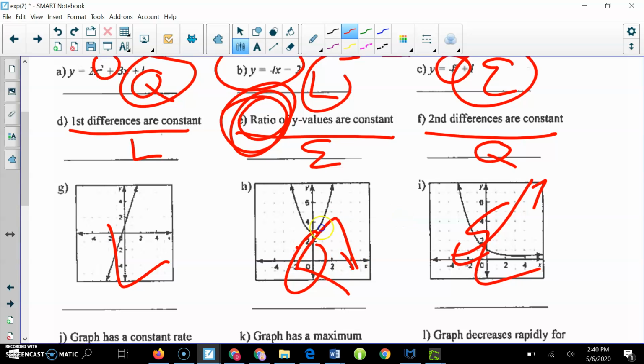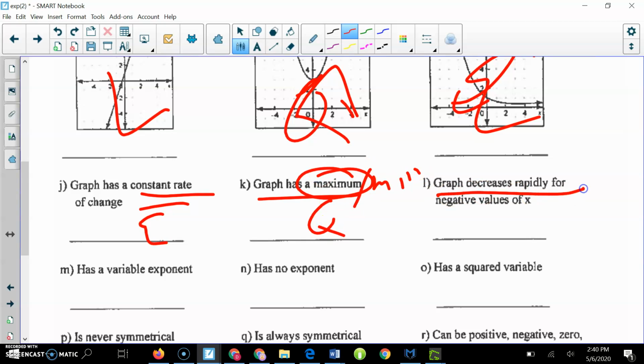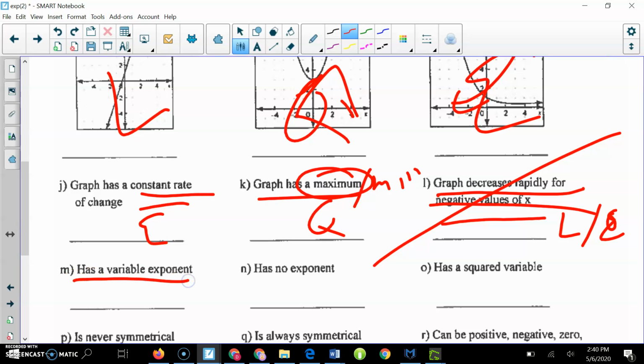Just like you could have a parabola up and down. Graph has a constant rate. Again, rate is going to be exponential. Maximum or minimum, where did that come into play? That's for quadratics. Graph decreases rapidly for negative values of x. That could be a bunch of things, but that could be either linear or exponential. Okay, I don't like that one. Has a variable exponent, so the exponent is the variable. Okay, so that's exponential. Has no exponent, that's a line. Has a squared exponent, so x squared, a question like that, it's quadratic.